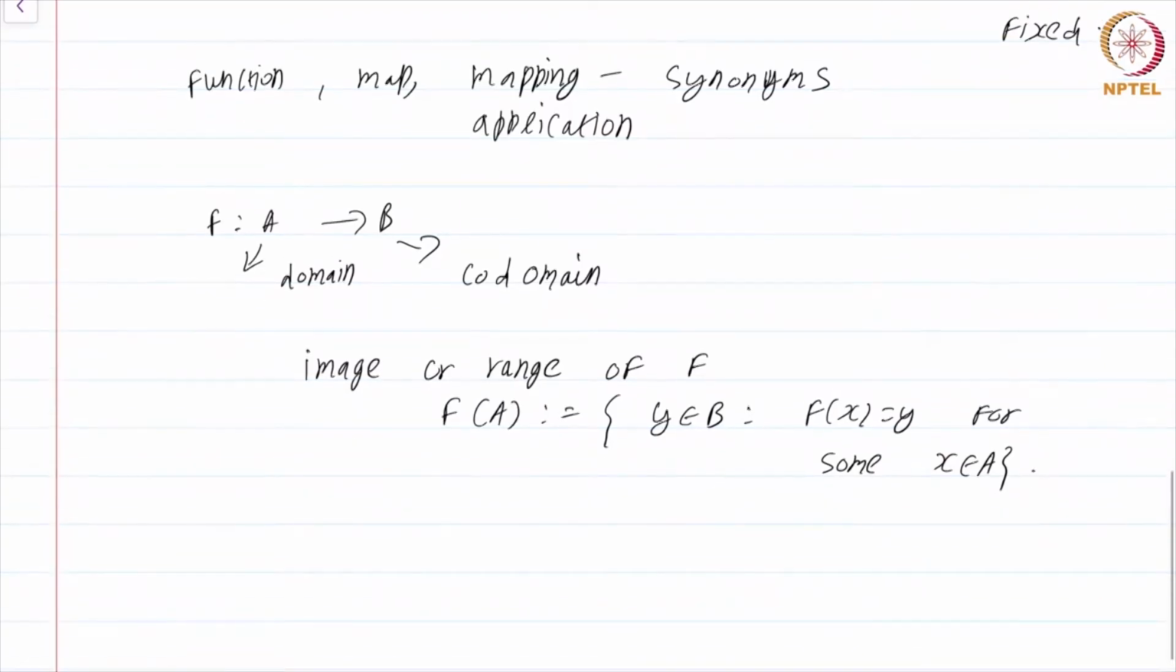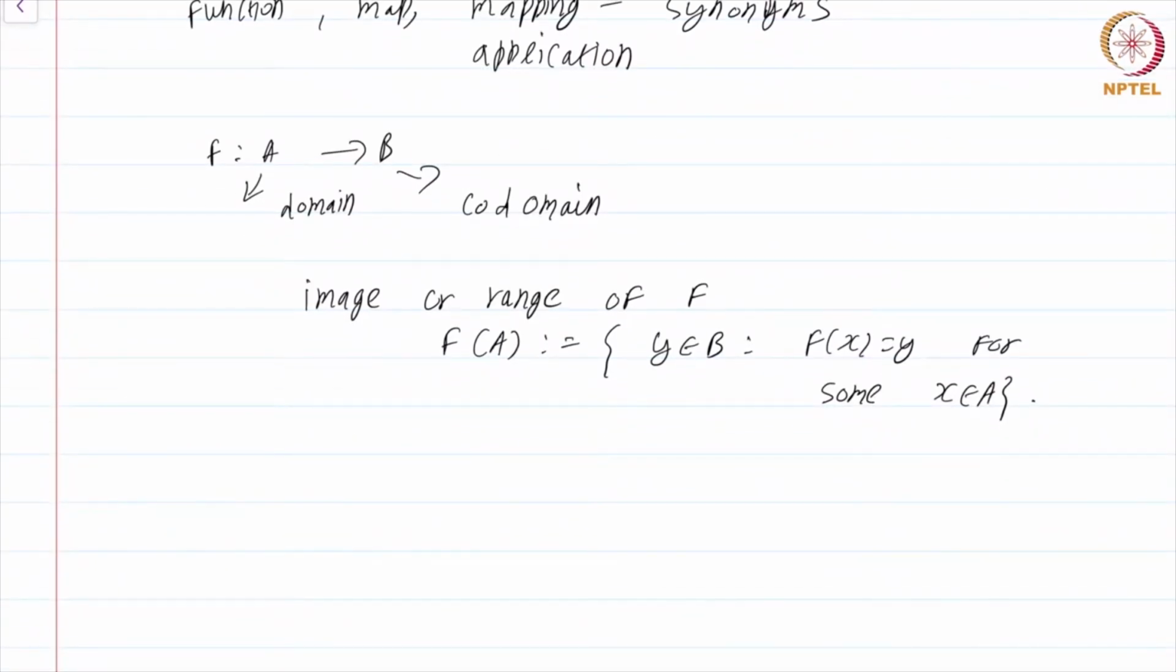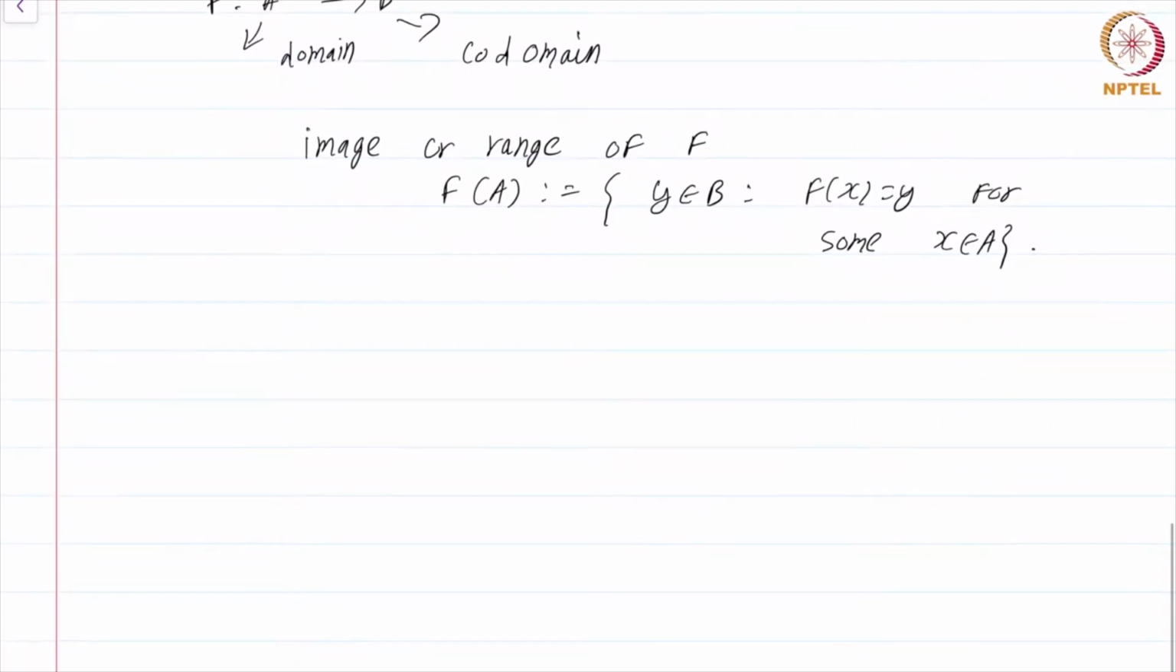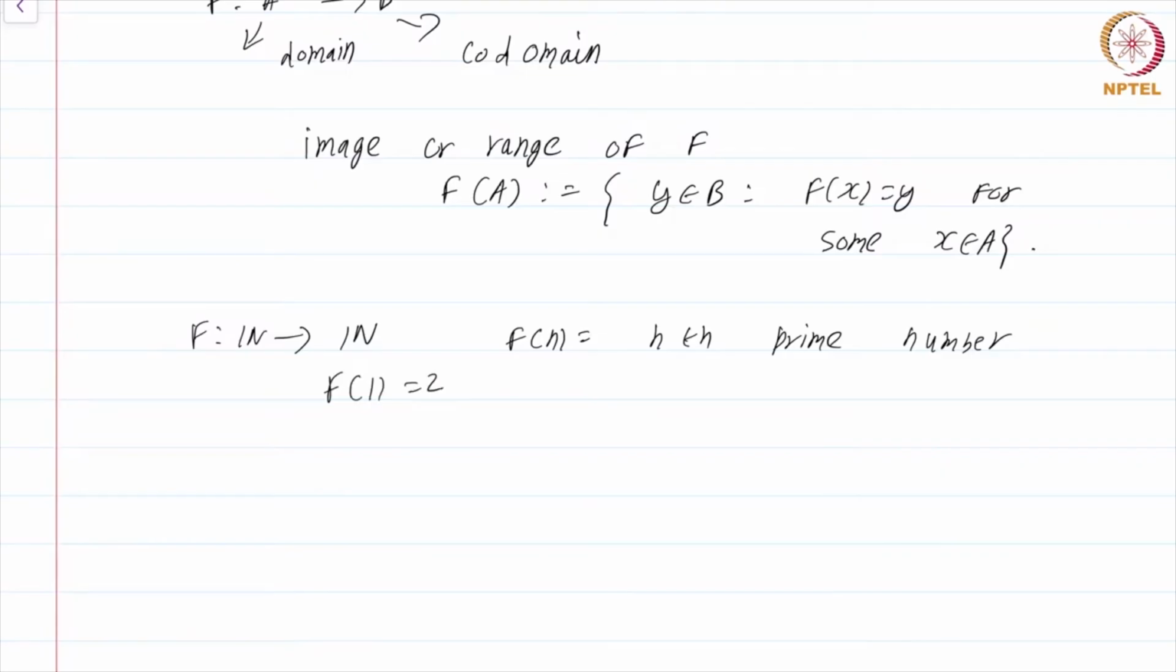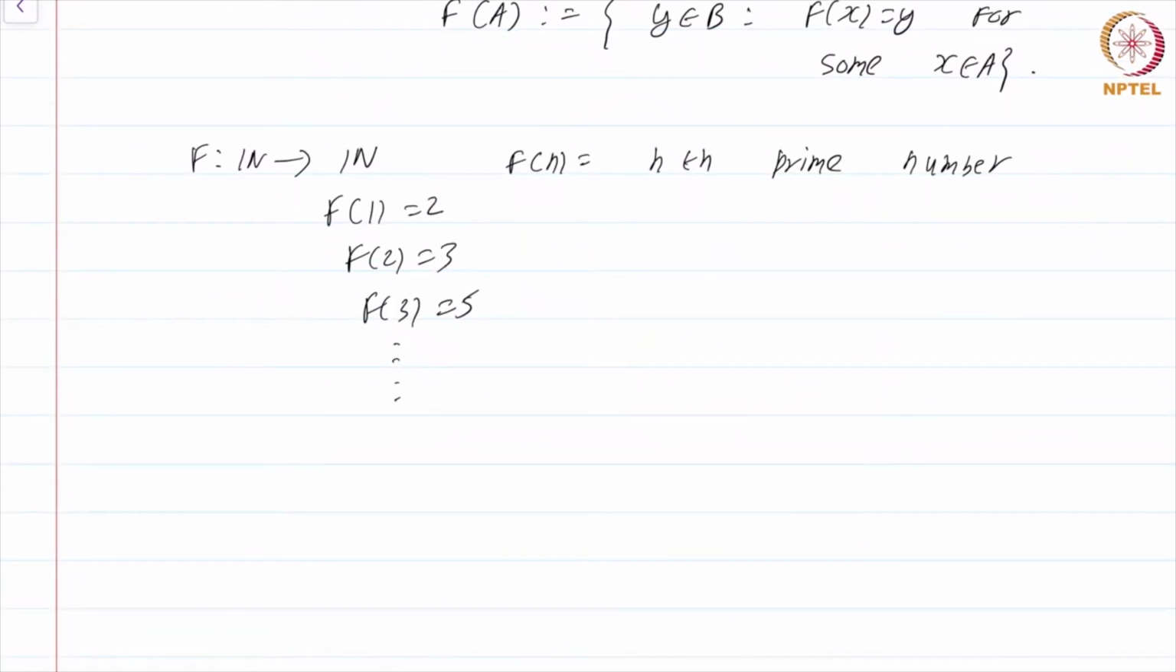Okay, what are the other ways of describing functions other than just using a formula? Well, you can use English language. For instance, you can define a function f from N to N that says f of n is the nth prime number. Okay, this merely says that f of 1 is 2, f of 2 is 3, f of 3 is 5, and so on.